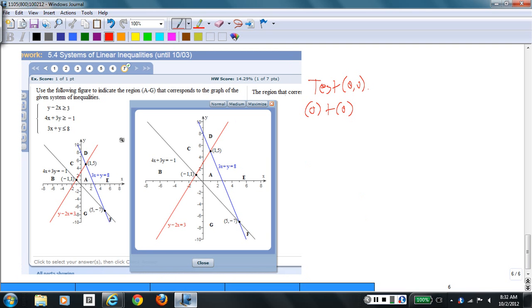Okay. Now let's test the origin. So the red line is the top one, yes. So 0 minus 2 times 0, is that greater than or equal to 3? No. So we would shade the side of the red line that does not contain the origin, since it was a no.